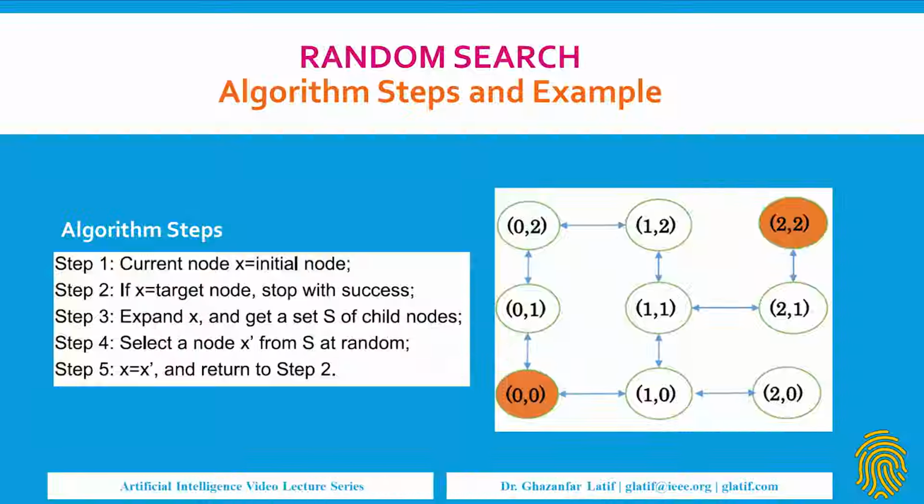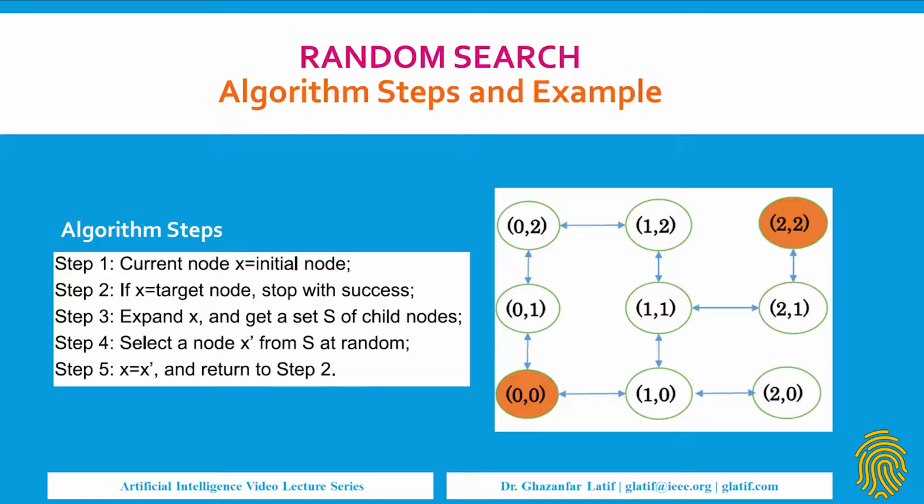Step number 2, we will check the value or the node that is stored in x. Is it a target node? If yes, we will immediately stop the algorithm or the loop with success. We already found the target node. But if no, then we will go to the other steps.